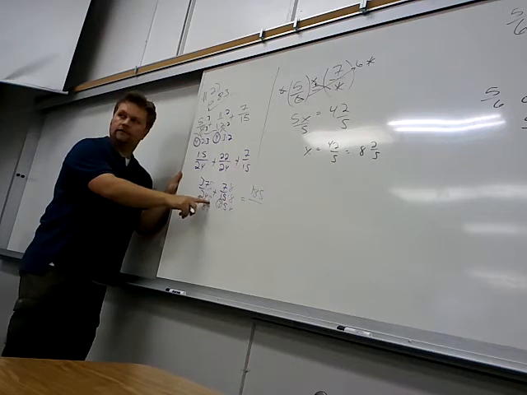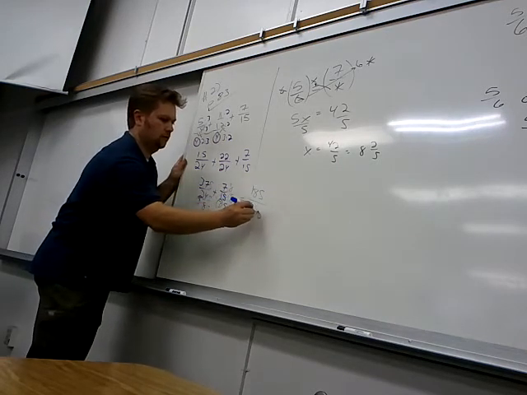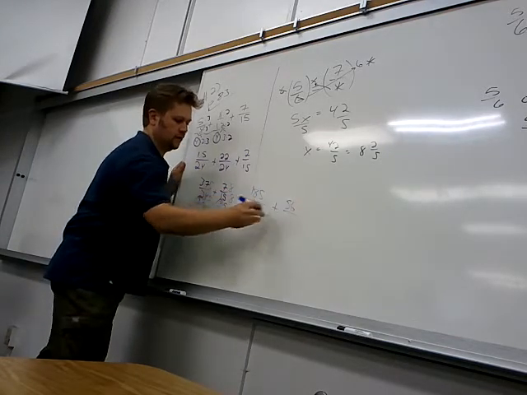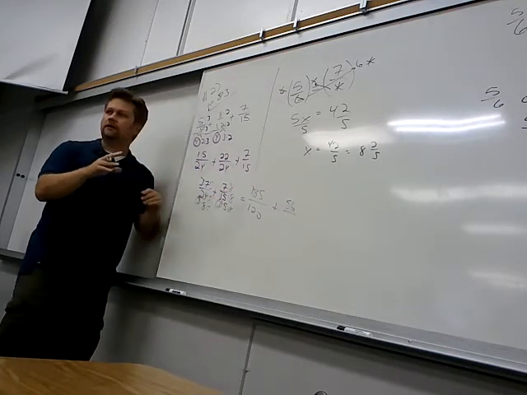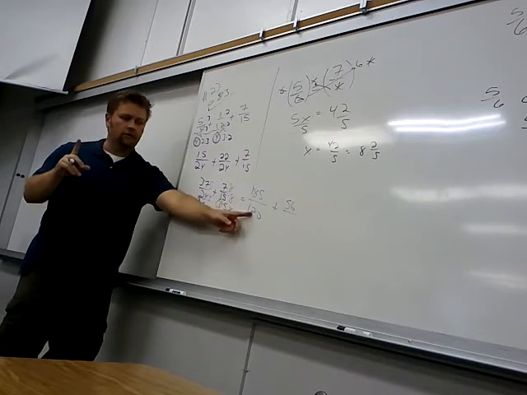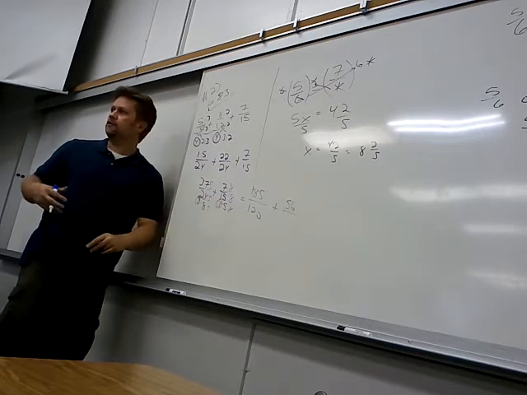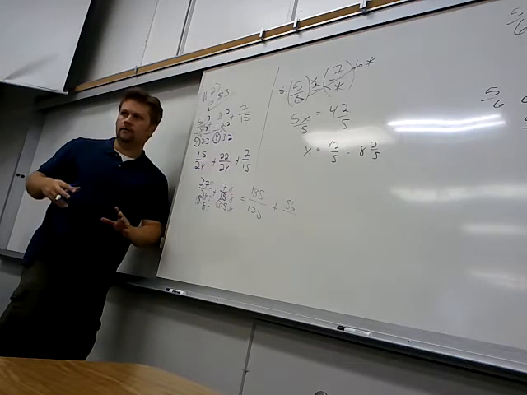24 times 5. 120. 7 times 8. 56. 15 times 8, just to double check. It should be 120. And thank God it is. If you do 15 times 8, you get 120. How we doing?